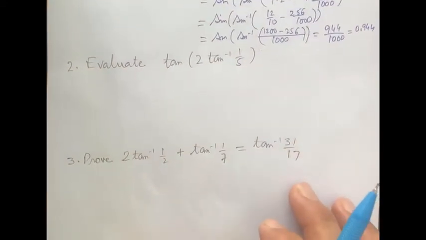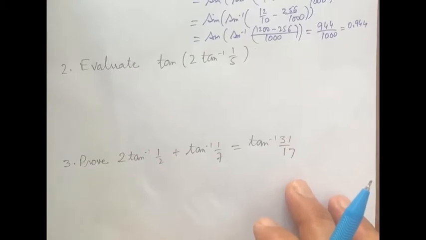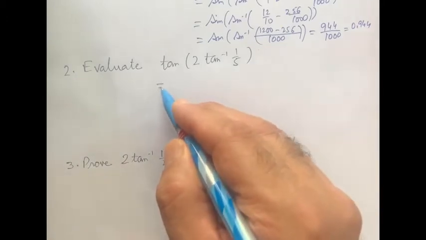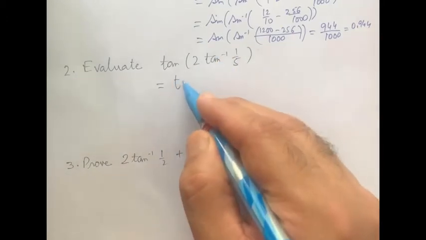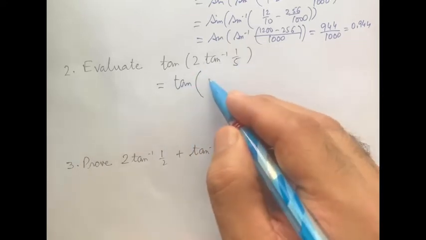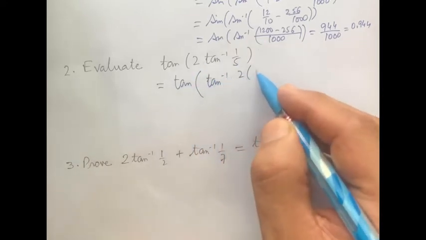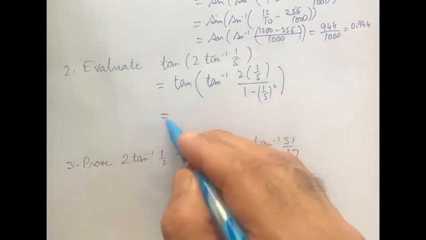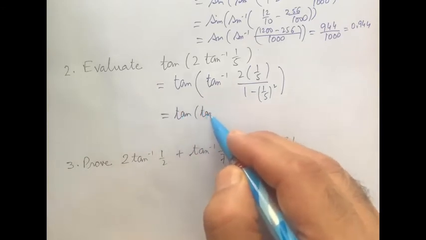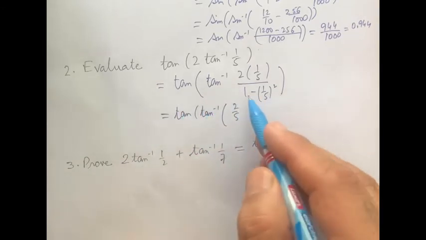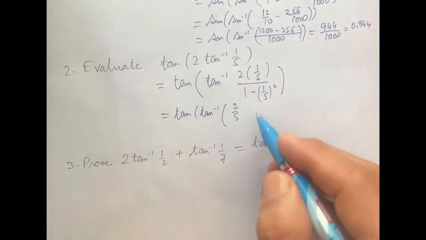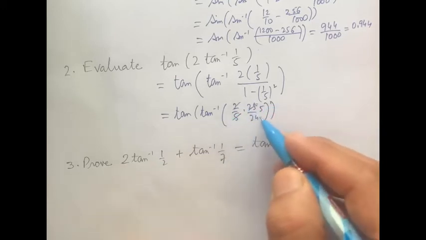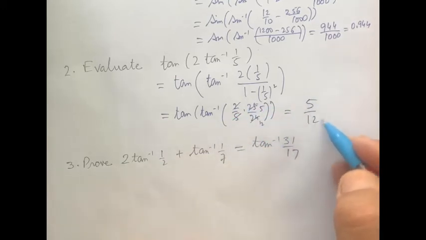The next one is tan of 2 tan inverse of 1 by 5. So we know the formula for 2 tan inverse of x. This is tan outside. 2 tan inverse of x is tan inverse of 2 into x upon 1 minus x square. That is, this is tan inverse of 2 by 5 upon 1 minus 1 by 25. That will be 24 by 25. This is 5 and this is 12. So this is 5 by 12.